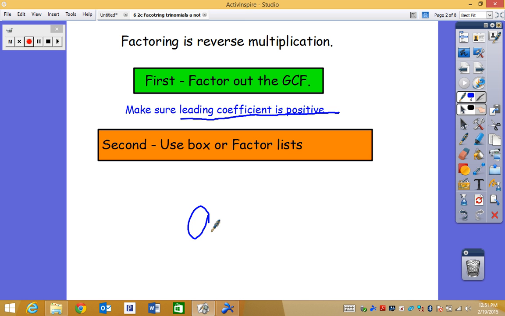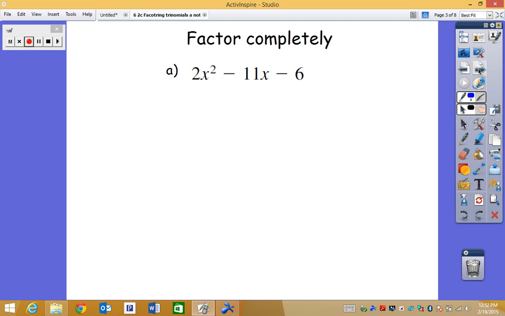Make sure that your leading coefficient is positive. That is, when we're looking at ax squared plus bx plus c, the a out front always needs to be positive. And then use your method of choice, either your box or your factor list. In this video I'm going to focus on doing the factor list. First example, 2x squared minus 11x minus 6.